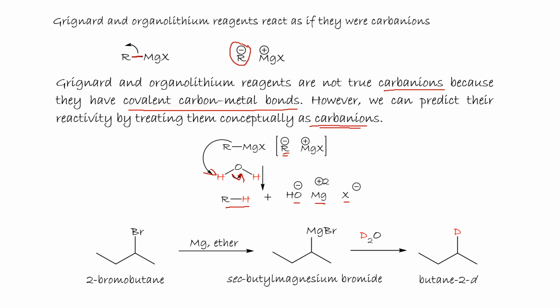2-bromobutane with magnesium in ether provides the secondary butyl magnesium bromide, which upon reacting with deuterated water, deuterium, oxygen, deuterium. This negatively charged carbon, partially negative, okay, is reacting here to kick this out to form butane-2-d, labeled with deuterium on carbon number 2.